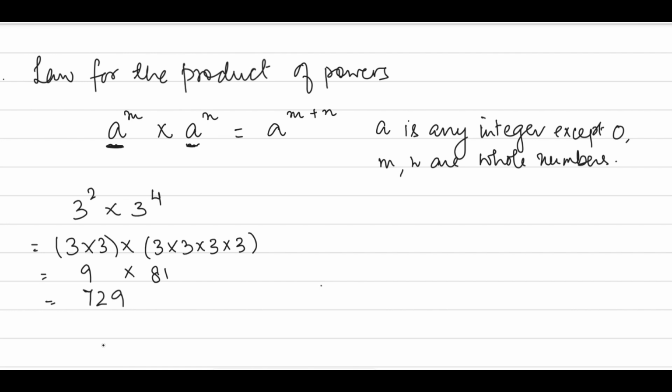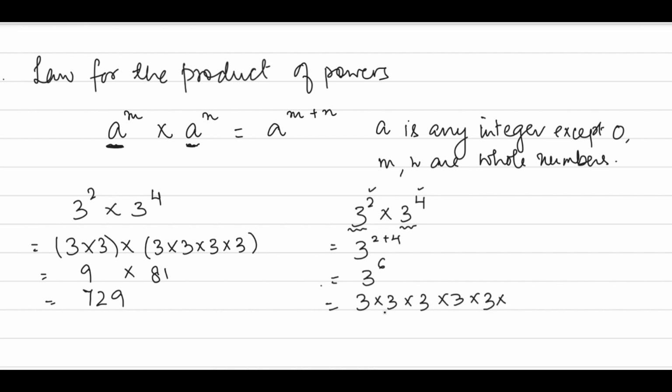When 9 is multiplied with 81, my answer is 729. But if I do the same question using this above law, my example would become, now are the bases the same? 3 and 3. So the base stays the same, but the exponents 2 and 4 will get added. So it will give me 3 exponent 6, and now my power is 3 exponent 6. So it means 3 is being multiplied by itself how many times? 6 times, and my answer is 729. Of course the answer is the same, 729, 729.